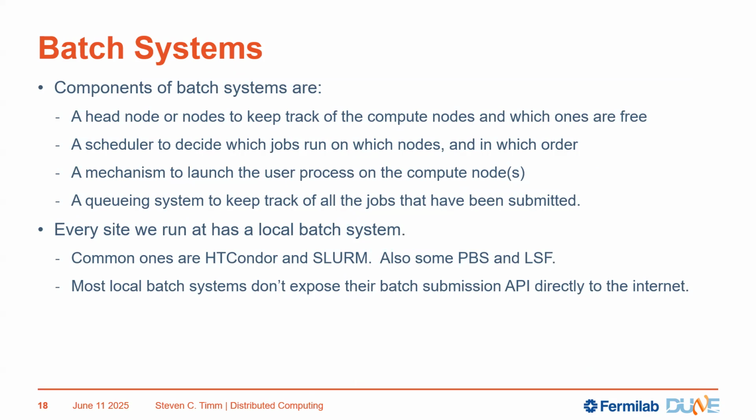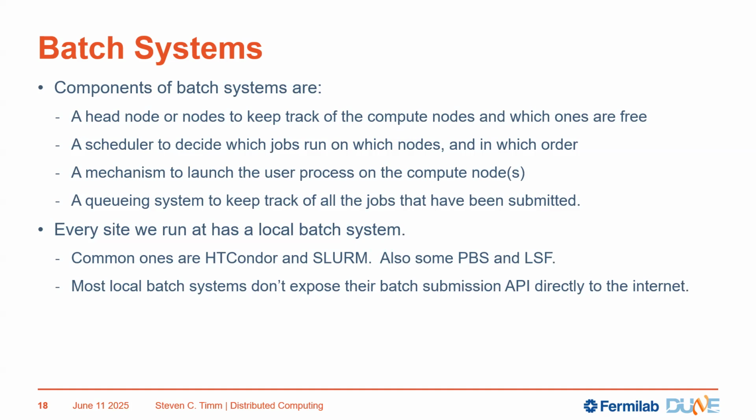So you need a head node or nodes to keep track of the compute nodes and which ones are free. You need a scheduler to decide which jobs to run on which nodes and in which order. You need a mechanism to launch the user process on the compute nodes, and you need a queuing system to keep track of all the jobs that have been submitted. I think this is generally the 4 things that any batch system has got. So every distributed site that we run has got a local batch system. The 2 most common ones nowadays are HTCondor and Slurm.